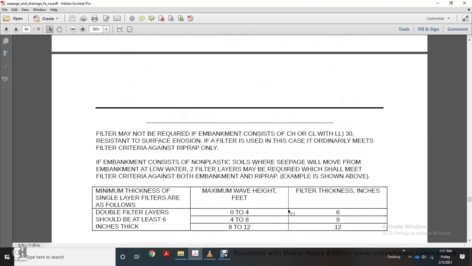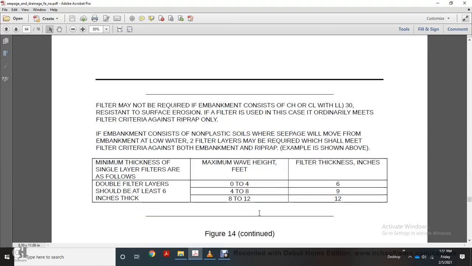A filter may not be required for an embankment that consists of CL and CH soils with LL above 30, which resist surface erosion. A filter is usually needed so that the embankment ordinarily meets the filter criteria against the riprap only. For an embankment that consists of non-plastic soil, filters are needed or seepage will move soil. For embankments with low water, two filter layers may be required, meeting the filter criteria for both embankment and riprap. The minimum thickness of single layer filters is as follows. Double filter layers should be at least 6 inches thick, with the filter thickness in inches.